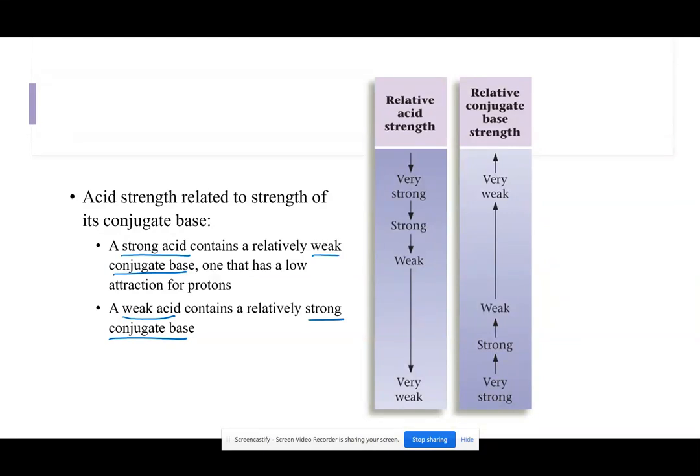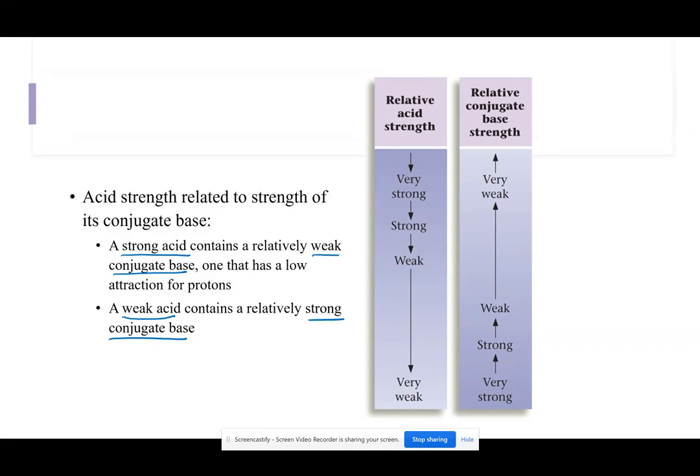It all has to do with attraction for hydrogen ions. If there's a lot of attraction for the hydrogen ion, the thing's not going to break apart. That's why HF doesn't break apart, because there's a lot of attraction between the hydrogen and the fluorine. If it does break apart, that fluoride is still very, very attracted to hydrogen, and so it's going to find some hydrogen in solution and take a hydrogen back and go back to being HF. So that's why we say that it's a strong conjugate base.